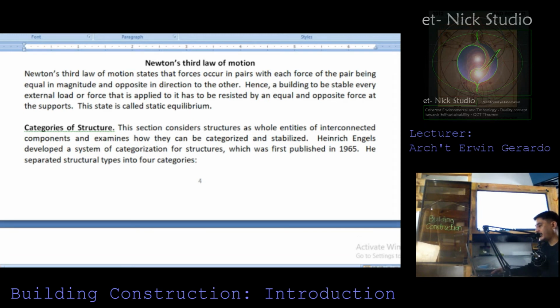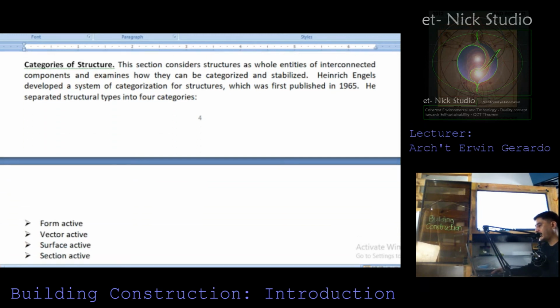Categories of structures. This section considers structures as whole entities of interconnected components and examines how they can be categorized and stabilized. Heinrich Engel developed a system of categorization for structures, which was first published in 1965. He separated structural types into four categories.